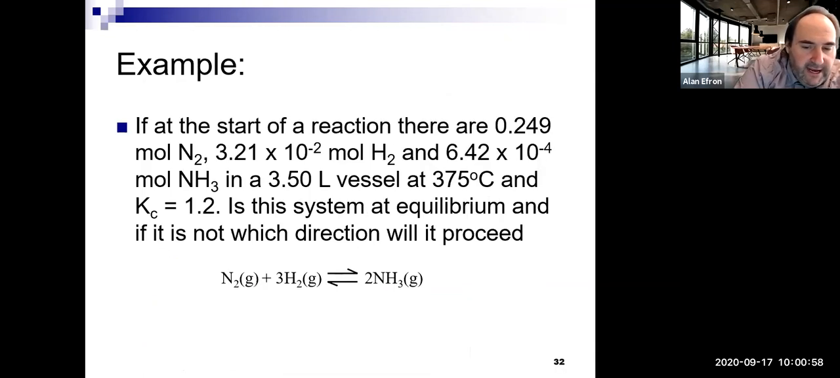So if we start this reaction with 0.249 moles of N2 and 3.21 times 10 to the minus 2 moles of H2 and our NH3 in a 3.5 liter vessel, and the Kc is 1.2, is this system at equilibrium? And if it is not at equilibrium, which way does it need to go to reach equilibrium? So why don't you take a couple minutes here and work that out.